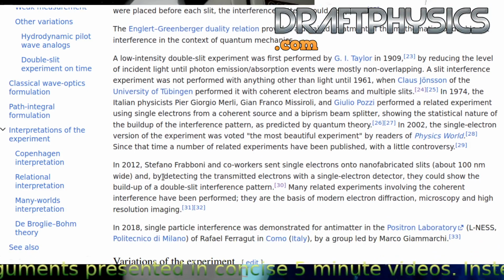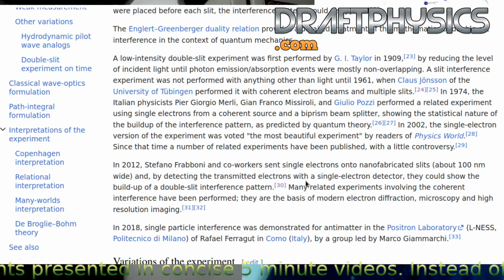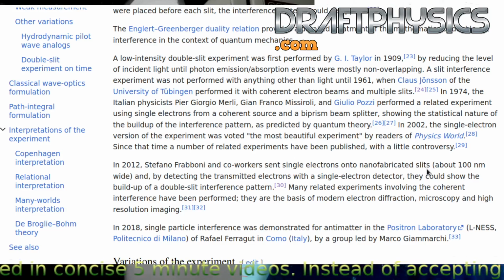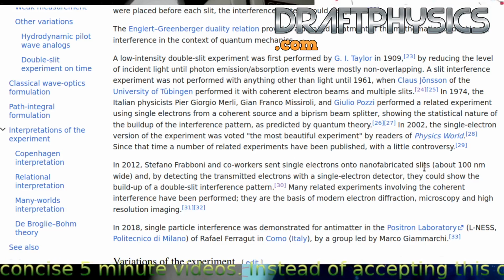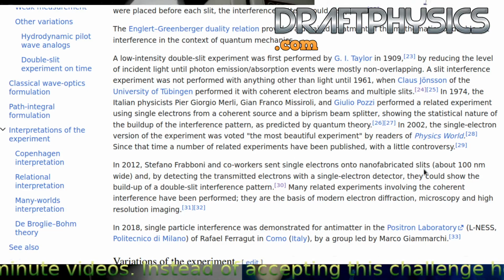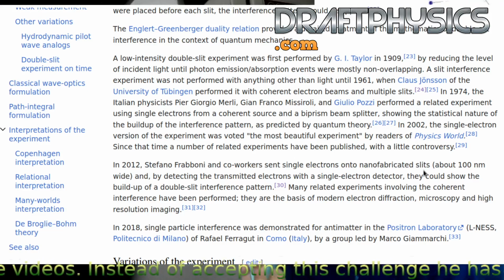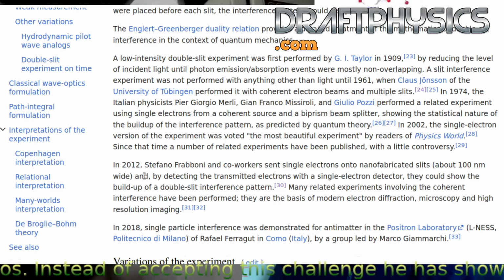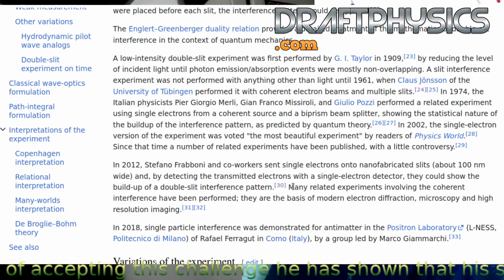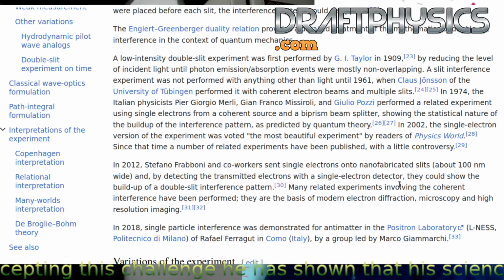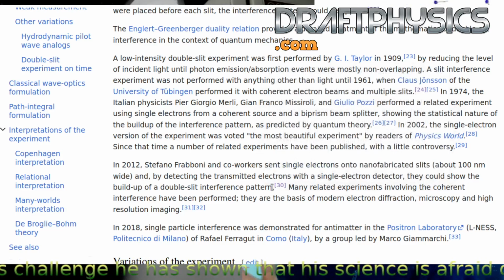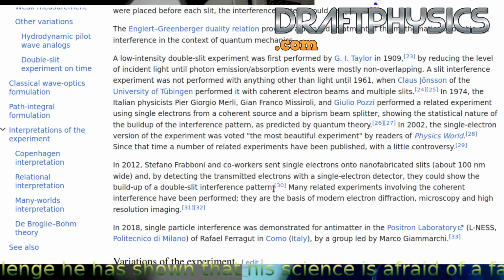Okay, in 2012, Stefano Frabboni and co-workers sent single electrons into nano-fabricated slits. So I think this is the one where they did it inside an electron microscope, and used a piece of gold with slits burned into it, little tiny ones. Okay, they had all kinds of problems as the electrons went straight through the gold. All right, and by detecting the transmitted electrons with a single electron detector, they could show the buildup of the double slit pattern. So again, first off, just imagine the stupidity of this argument.